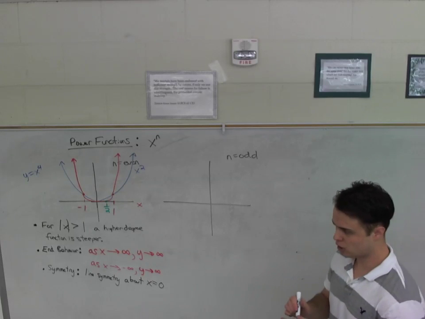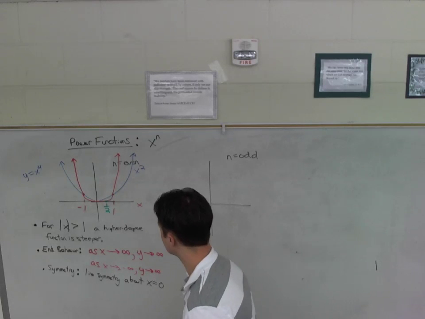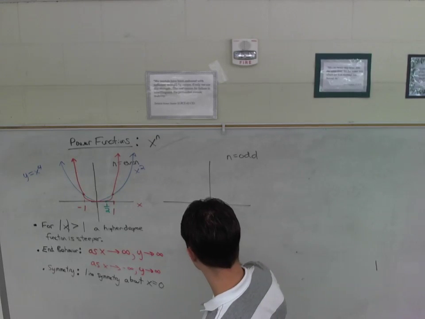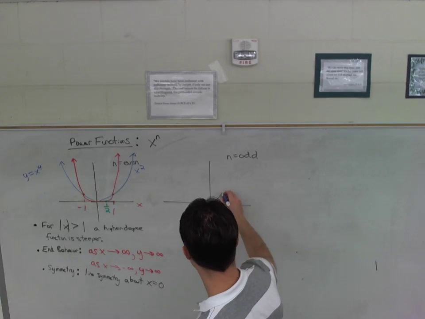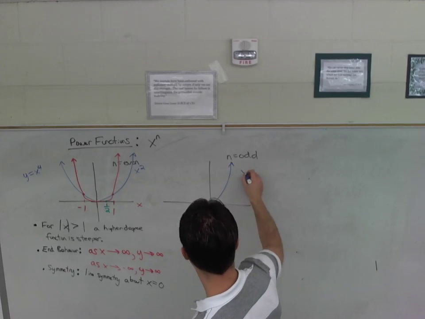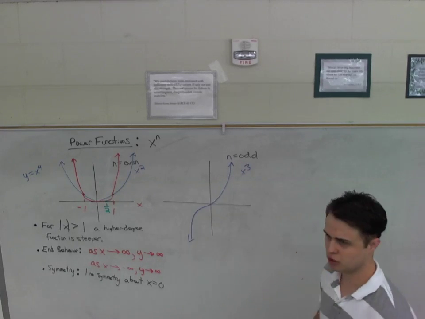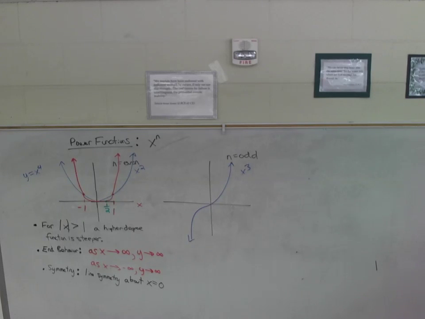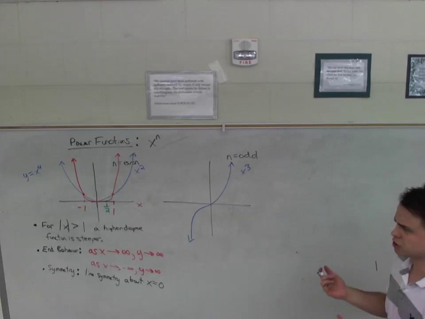Odd, we could do the same kind of thing. Let's just think about a basic odd function. How about x cubed? X cubed looks like that. I encourage you to graph some of them on your calculator. Maybe compare x cubed to something bigger. Okay? What kind of shape should we say it has?